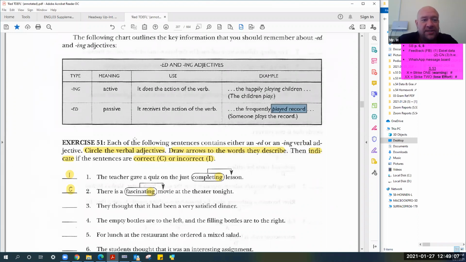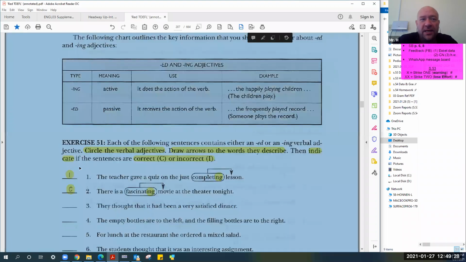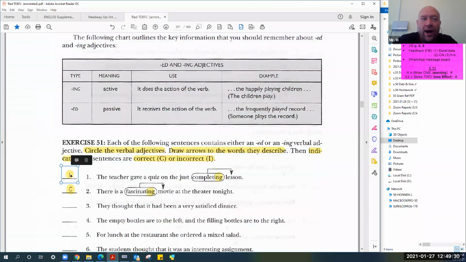Okay. So Abdulaziz Al-Hedji, how do we do this? Circle the verbal adjectives. Draw arrows to the word they describe. Indicate correct C or incorrect I. Right. Abdul Majid, number one. Don't read it. Just tell me why this is wrong. What's the problem?